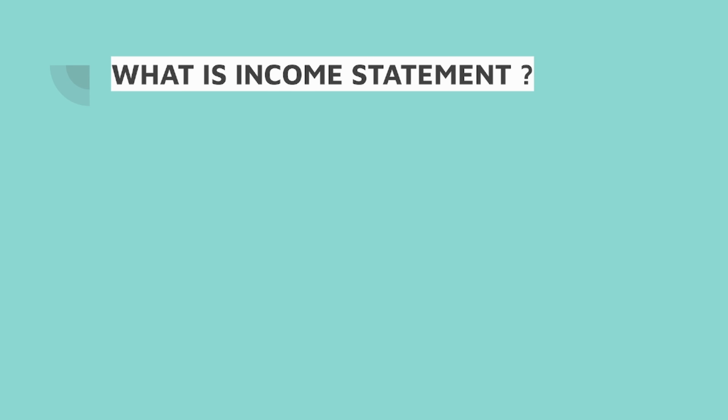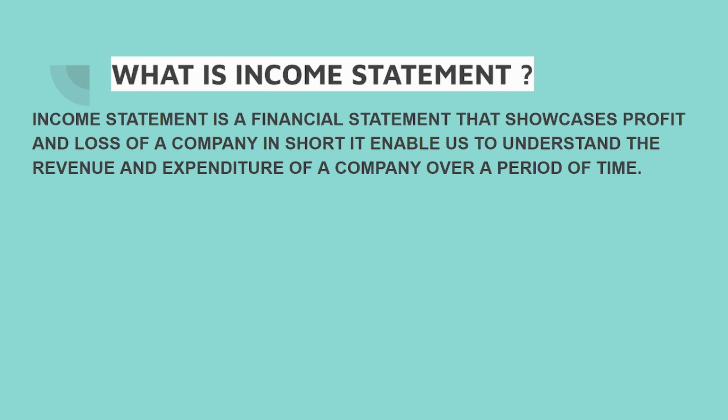So first of all, what is an income statement? An income statement is a financial statement that showcases the profit and loss of a company. In short, it enables us to understand the revenue and expenditure of a company over a period of time. So what you understand from this statement is that the income statement tells us the profit and loss of a company: how the revenue of the company is, how the expenses of the company are, and whether the company is able to make a profit.